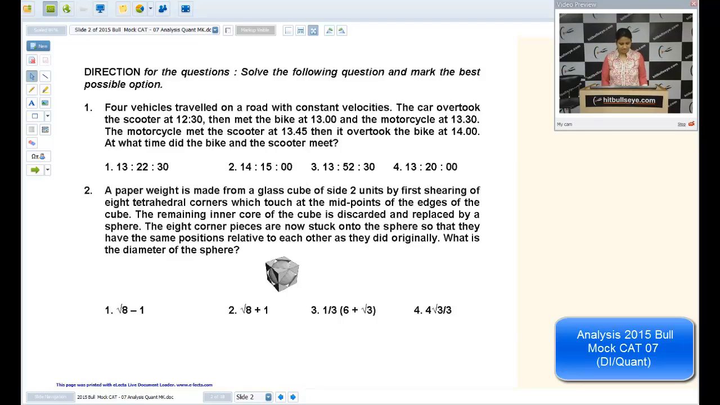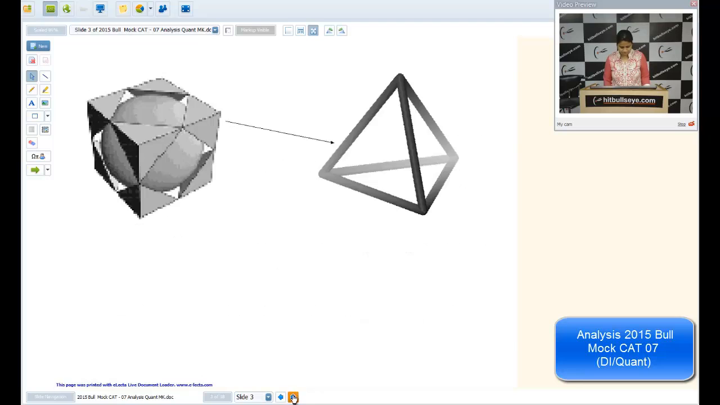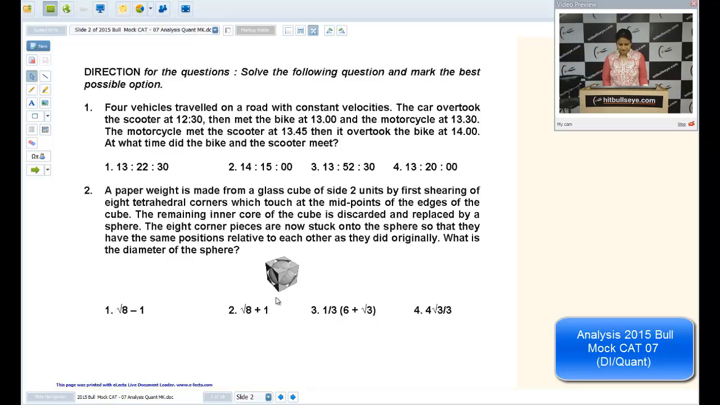Okay, Pranjal and Amaresh. First of all, I want to explain question number 2. Yeah, this is the zoomed version of question number 2. See, what is the thing given? A paperweight is made from a glass cube of side 2 units by first shearing off 8 tetrahedral corners which touch at the midpoints of the edges of the cube. The remaining inner core of the cube is discarded and replaced by a sphere. The 8 corner pieces are now stuck onto the sphere so that they have the same position relative to each other as they did originally. What is the diameter of the sphere?